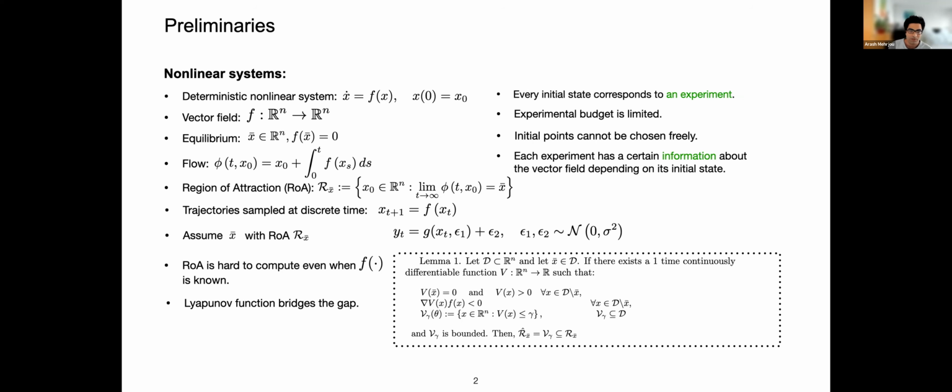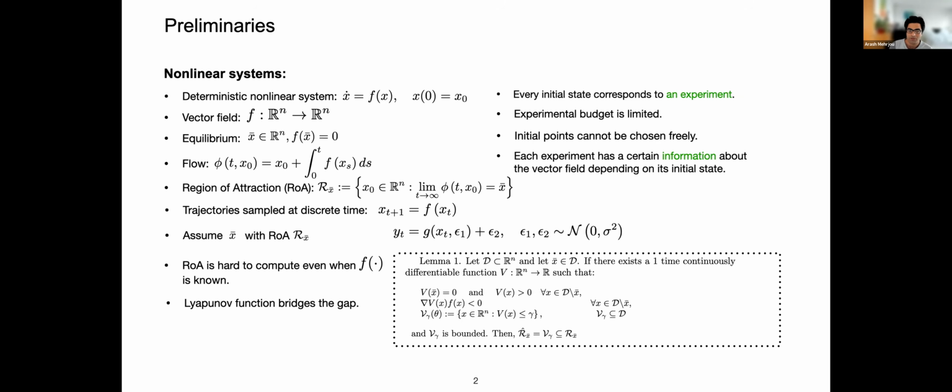The trajectories are usually sampled at discrete time in practice, which is a practical consideration. For convenience, for every equilibrium x bar, we denote the corresponding region of attraction by R subscript x bar. The region of attraction is hard to compute for a given vector field, unless the vector field is very simple or meets certain conditions. It is not easy to compute for an arbitrary vector field.